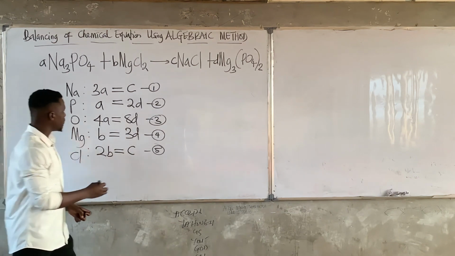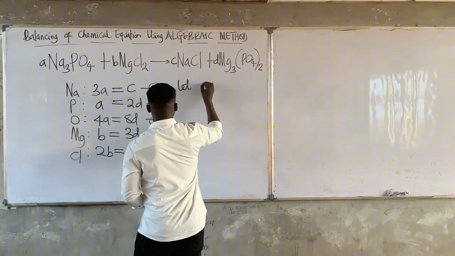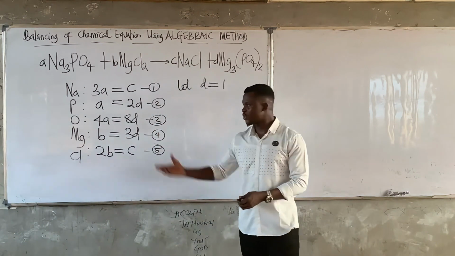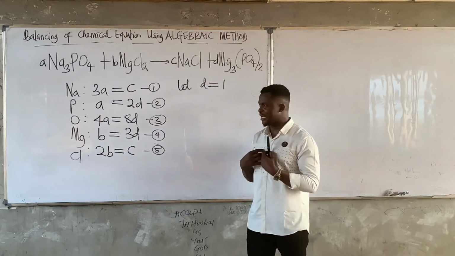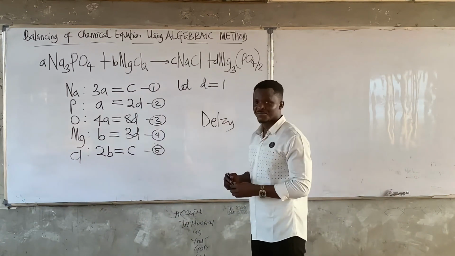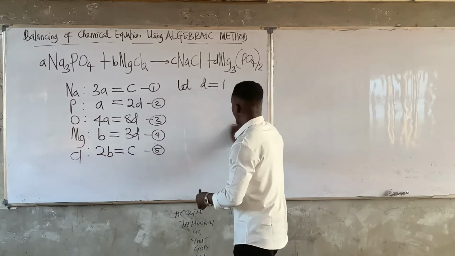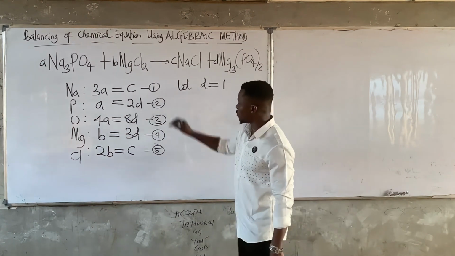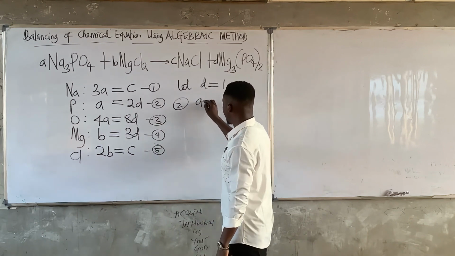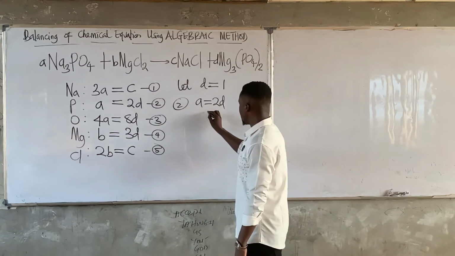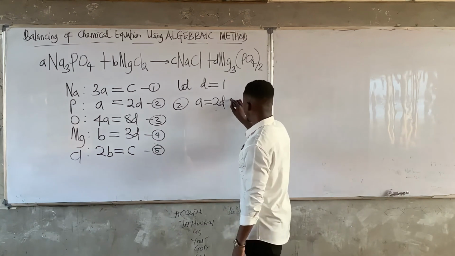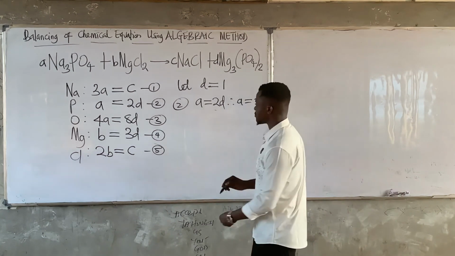I'll say, let D equal 1. I choose to give it to D. You can choose to give it to A or any one of them, but personally, since my name is Gelzi, I choose to start with D. So from equation 2, anywhere I see D, I'll put 1. So A equals 2D, which is A equals 2 times 1, which is 2. Therefore, A equals 2.